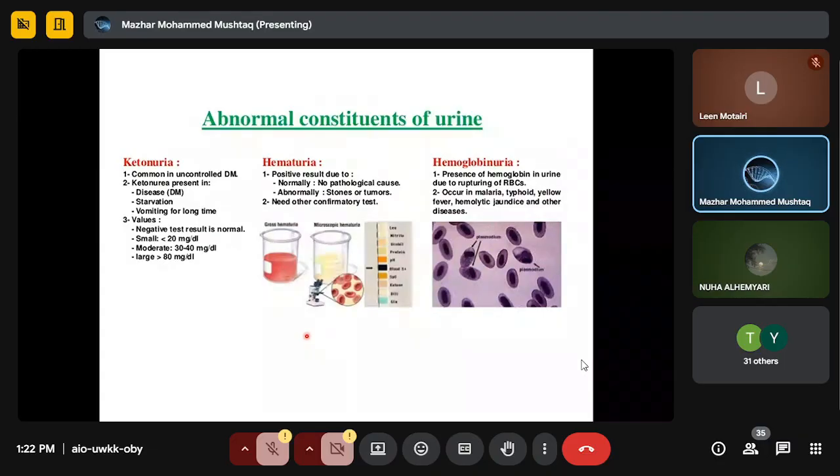But if you are trapped for a long time and you are starving, you do not have anything to eat or to drink, then definitely you will be having ketones in the urine.